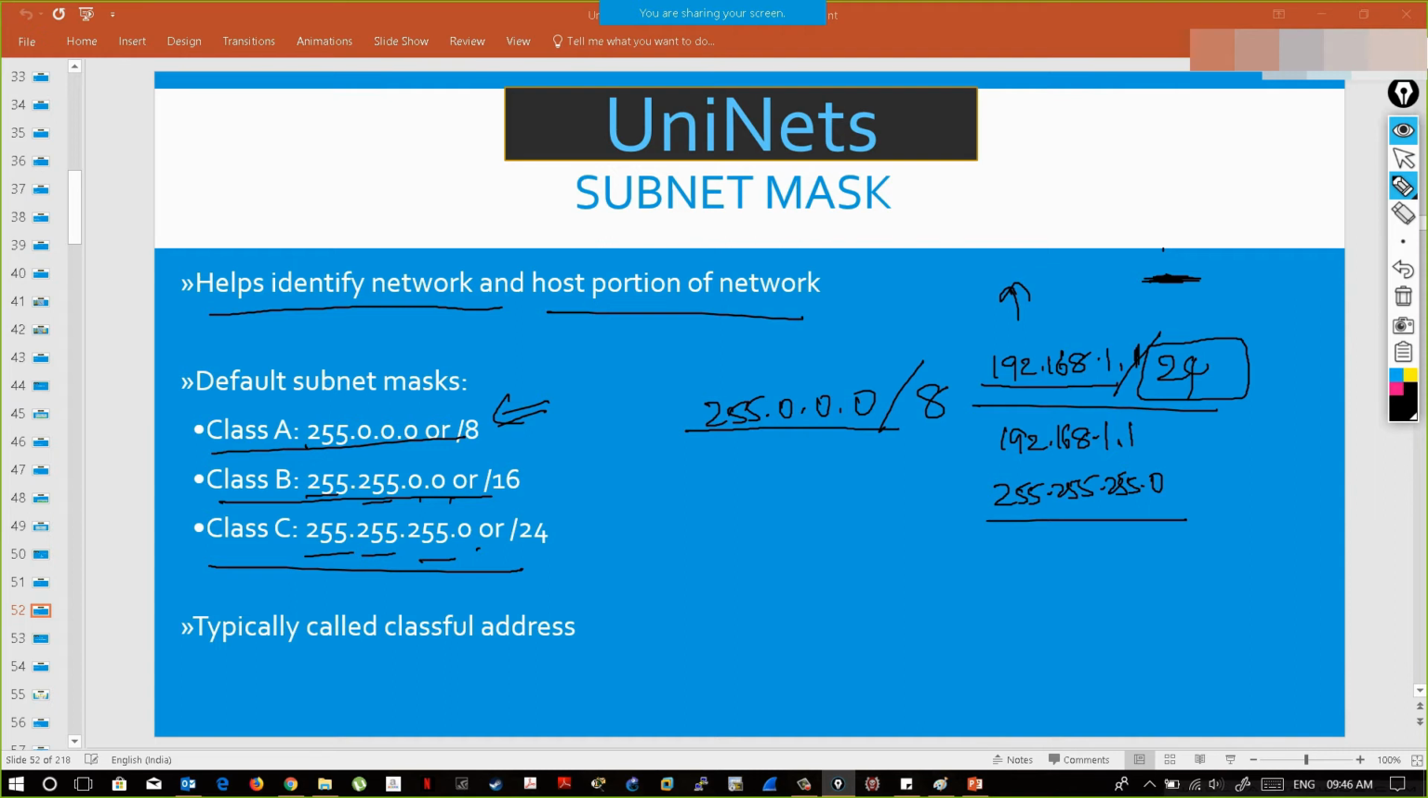And usually this is typically called classful addresses. If I am considering my IP, which is in the range of 10.0.0.0, this is my network. Suppose this is my IP 10.0.0.1, and I have a subnet mask of 8, then it will be a classful address. In the sense, the network is not divided. Whatever is allotted to you, you're using the complete network. Then it will be classful, right?